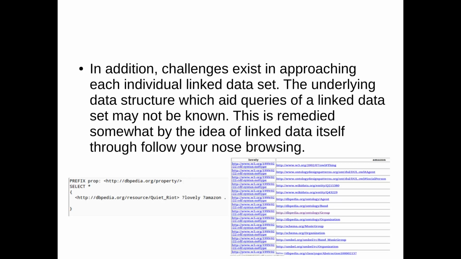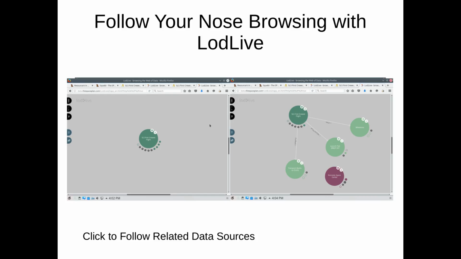In addition, challenges exist in approaching each individual linked data set. The underlying data structure which aids queries of a linked data set may not be known. This is remedied somewhat by the idea of linked data itself through follow-your-nose browsing. See, for example, a query of DBpedia for the resource Quiet Riot. This is an example of follow-your-nose browsing with LodLive. It allows you to click to follow related data sources.